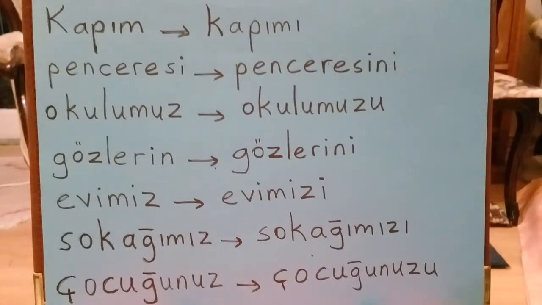Let me repeat, this grammar in Turkish is only for the objects in the sentence, never for the subject, okay? Otherwise you will be constructing a wrong structure. So remember, this accusative case in Turkish, ı, i, u, ü, after the words, only if the word is a noun in the sentence, okay?